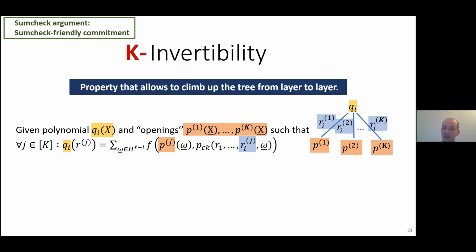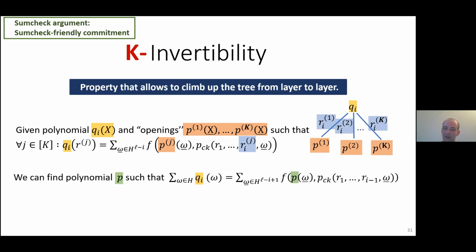So those are the ingredients for the invertibility property. And what invertibility enables us to do is find a polynomial p, which similarly is like an opening for a sum of evaluations for the same sumcheck polynomial, in a kind of similar way.